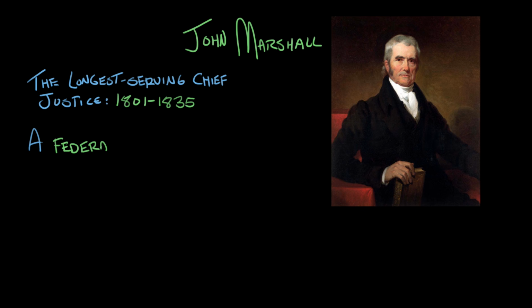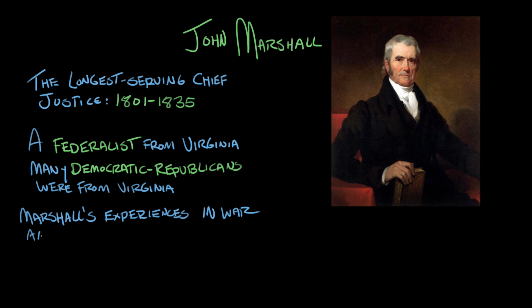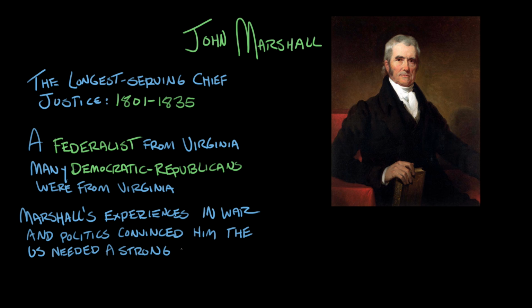Marshall was a Federalist from Virginia. So this made him a little bit odd because the leading political figures in Virginia were Democratic Republicans. But Marshall had been a soldier in the Continental Army. He was at Valley Forge with Washington and with Hamilton. And his experiences under the Continental Congress and under the Articles of Confederation, and then later serving in state government in Virginia, made him realize that we needed a much stronger national government. And that's what turned him into a Federalist. So he was really in the mold of Washington and Hamilton.